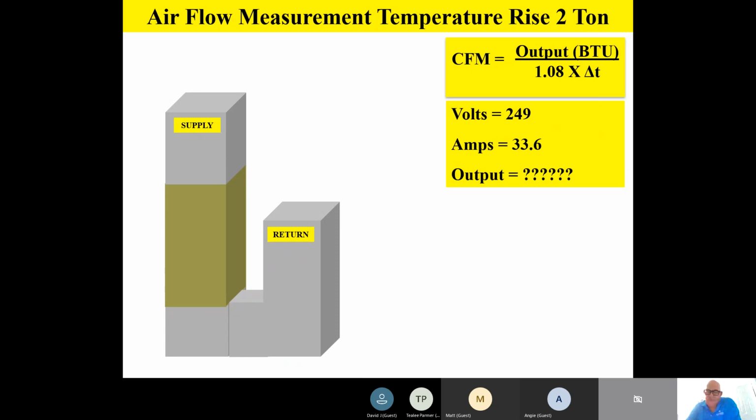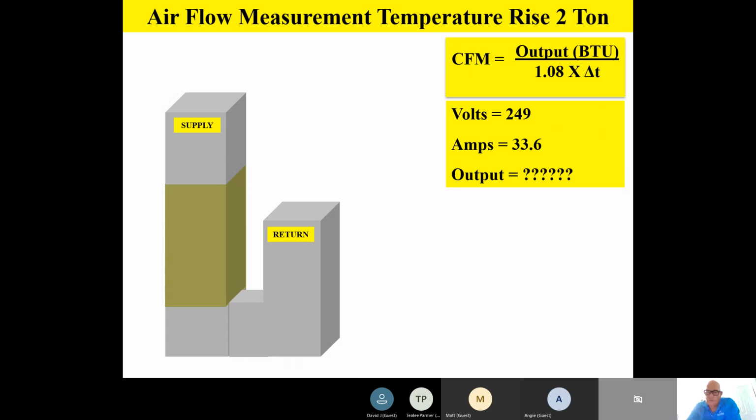That's the amperage that we're actually measuring on that air handler and the voltage on that air handler with it running, and the heat strips are on, and we're on the desired speed tap of the motor that we're testing, and the outdoor unit's off. So we have 249 volts times 33.6 amps.